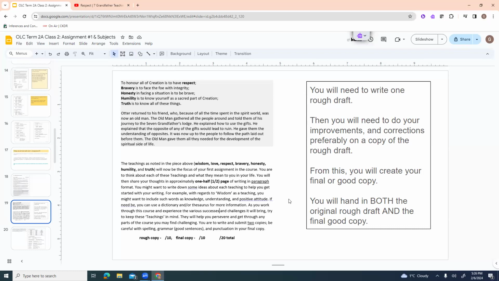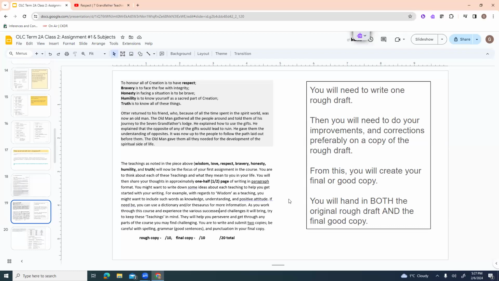Keep in mind, you have to hand in both. If you only hand in one, I don't know whether it's supposed to be the rough copy or the final copy. And as we get farther in the course, they don't get marked the same. Sometimes the rough copy is worth like 10 and the final copy is worth 20. Until I know which one it is, I can't really mark it.